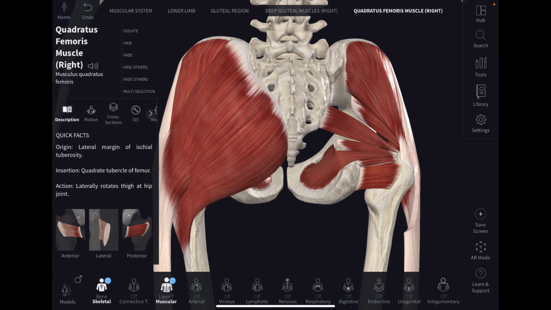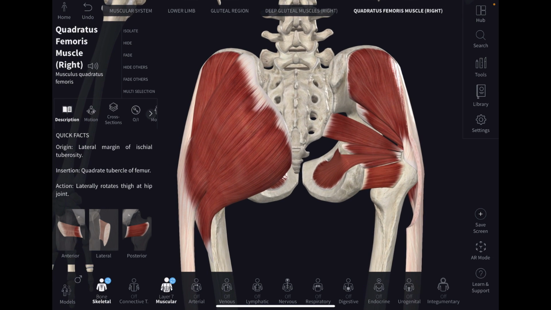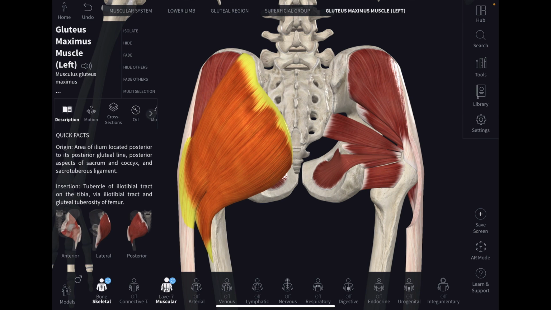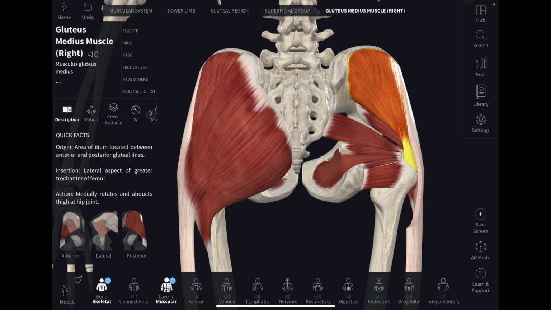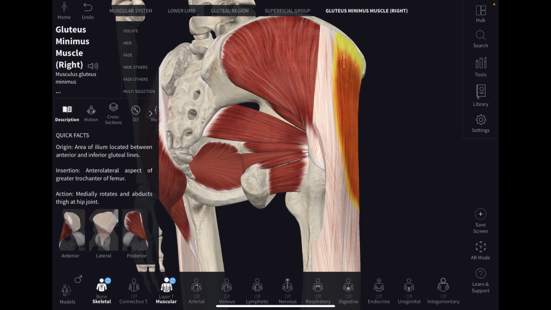So how can a PT remember all of these muscles? Think of them in layers. The big mover on top is the maximus. The stabilizers in the middle are the medius and the minimus. The helper on the side is the TFL.